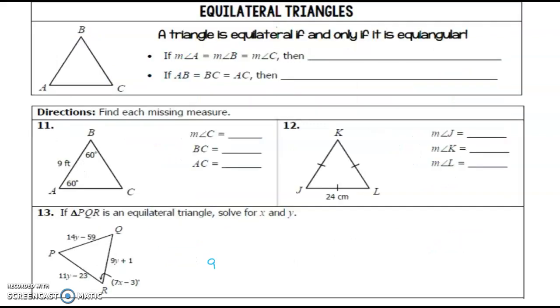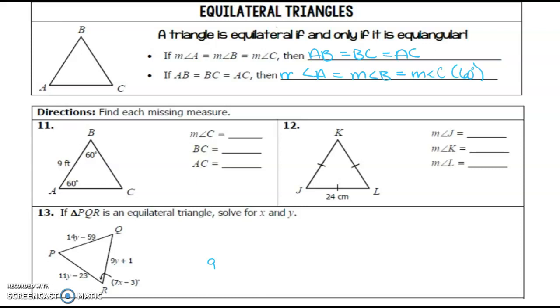All right. So moving on to equilateral triangles. A triangle is equilateral if and only if it is equiangular. It's a very hard word to say. So if you know that measure of angle A equals measure of angle B, which equals measure of angle C, then you know that all the side lengths are the same, so AB equals BC equals AC.